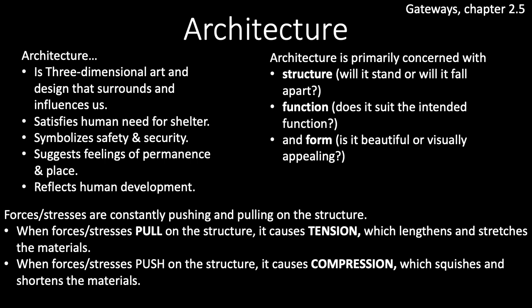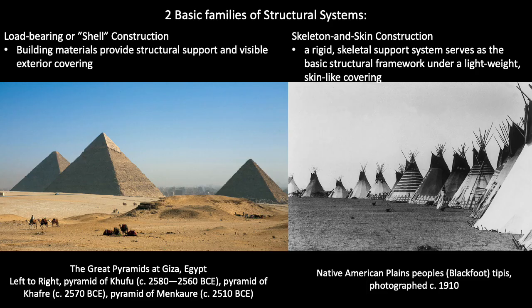Architects and engineers use different structural systems to channel the stresses that act upon the building down to the ground. When stresses pull, they cause tension, which lengthens and stretches the materials of the building. When stresses push, this causes compression, which squishes and shortens the materials.